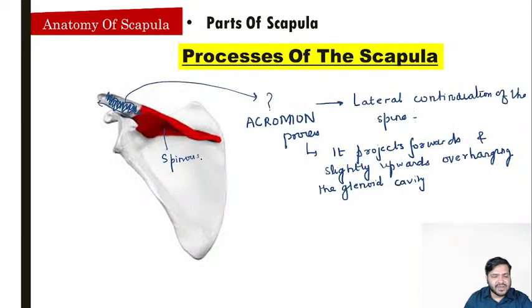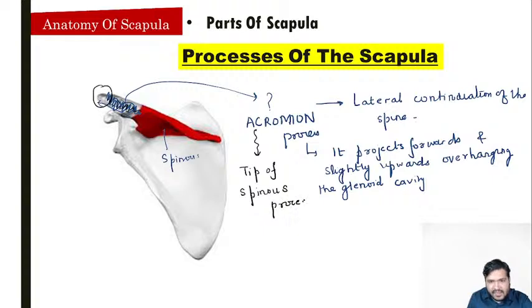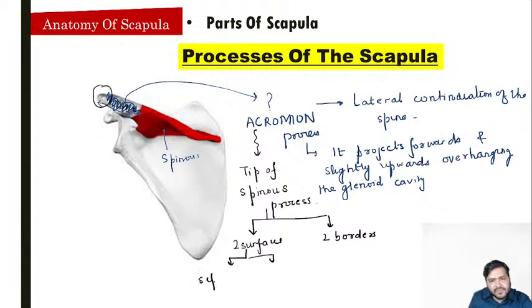So just mention some points regarding this. Remember the tip of this spinous process is the acromion process. I can also write it as the tip of the spinous process, because the whole of it is located at the tip of the spinous process. Remember that it has two surfaces and two borders. The two surfaces you need to remember are the superior surface and the inferior surface.